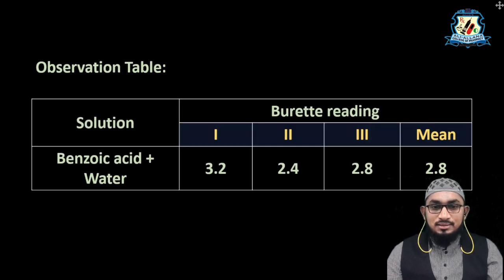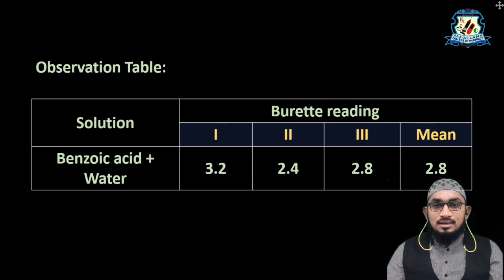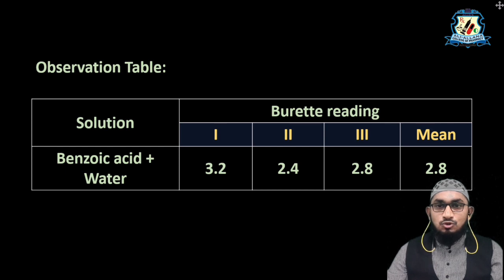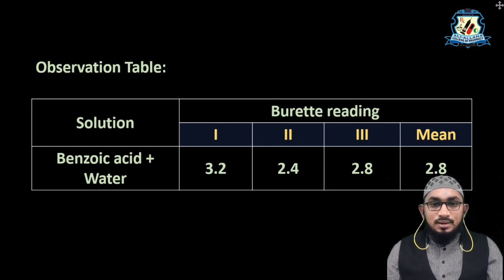So you can see here our solution is benzoic acid in water and the readings are 3.2, 2.4 and 2.8, and the average reading is 2.8. Now we will use this value of burette reading for the calculation purpose, and we can calculate the solubility. Let's come to the calculation part.